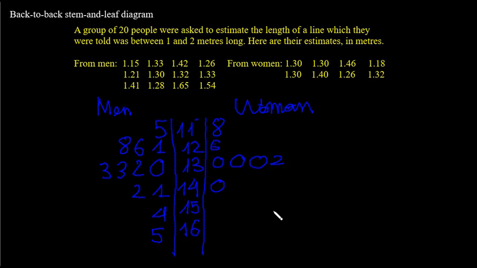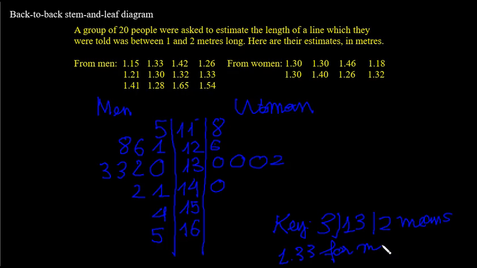So from here we also have to draw a key, so that we can understand the stem and leaf diagram. Key for out. We take a random number here. This one, I will take 3, 13, to mean that 1.33 for man and 1.32 for woman. So we have our stem leaf diagram.